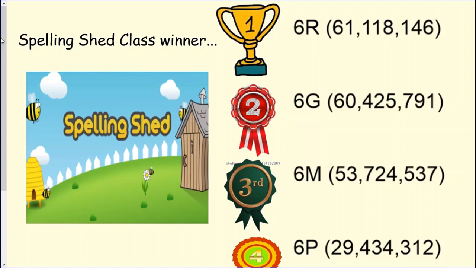And then 6P, what's going on? Come on, you need to get practicing on Spelling Shed. You've got 29,434,312 points. It's still a lot of points, so well done for those of you who have been on there practicing, but I think you can do a little bit more practice this week. Okay, so well done everybody. Keep a lookout because I will be setting some more challenges on Spelling Shed this week for you to compete with.